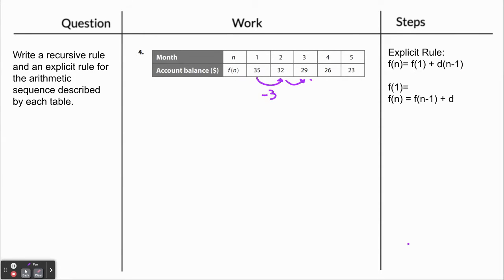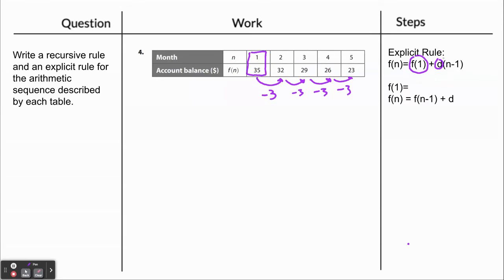So what that tells us is that each time we go to the next term, we're going to be subtracting 3 each time. And if we double check that, for sure it's right. Now, what we need to know is what is the first term, which we are also told is 35. Now, that's the only two things we need to create our two rules because everything else is going to stay there.